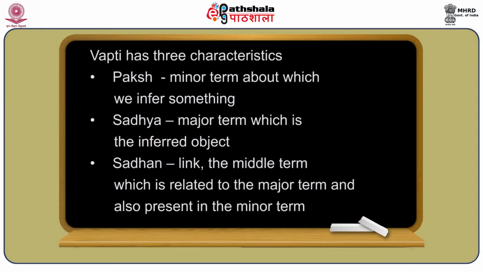Vyapti has three characteristics. The first one is Paksh. It is the minor term about which we infer something. The second one is Sadhya or the major term, which is the inferred object. The third one is Ling or Sadhan or the middle term, which is related to the major term and is also present in the minor term.